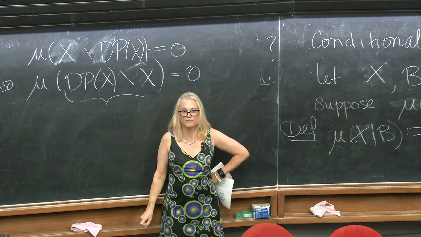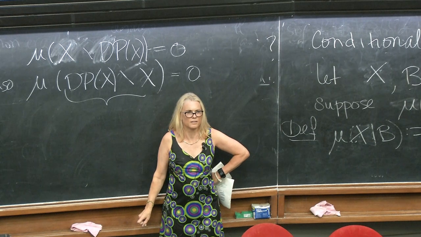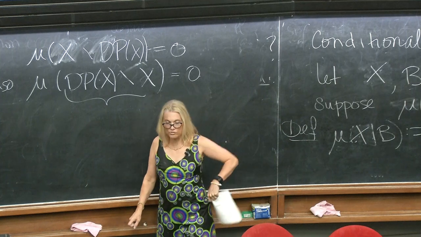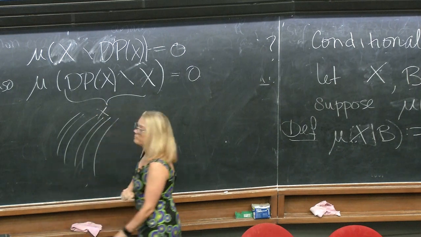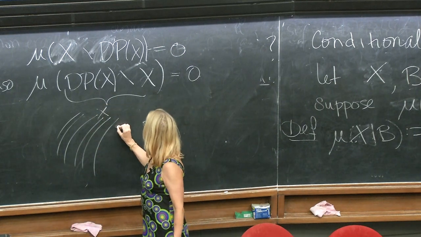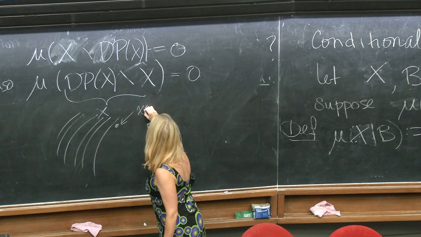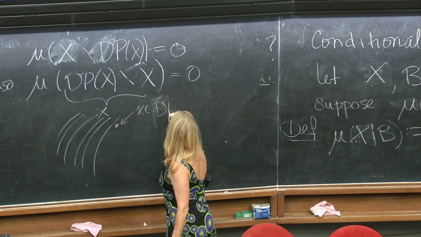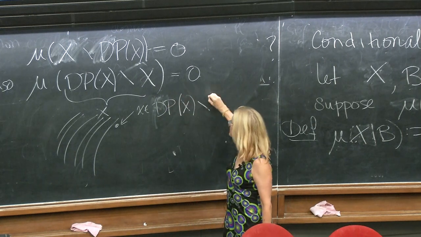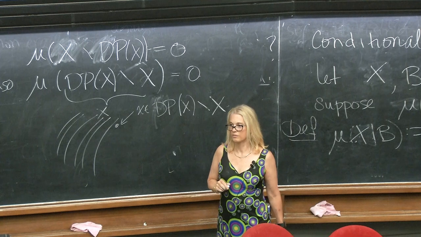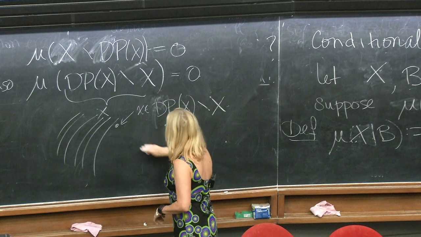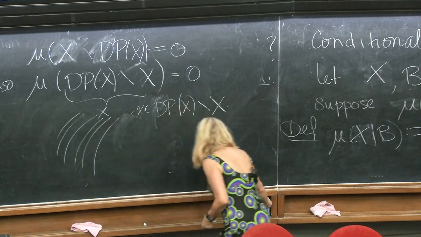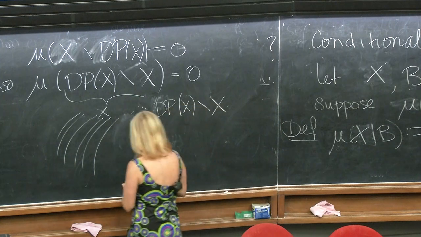I don't see enlightened faces. I could draw some pictures. So maybe here's X, and maybe here's a point, little x, that's a density point of X, but it's not in X. Okay? Well, let's assume, okay, why don't I just prove it.